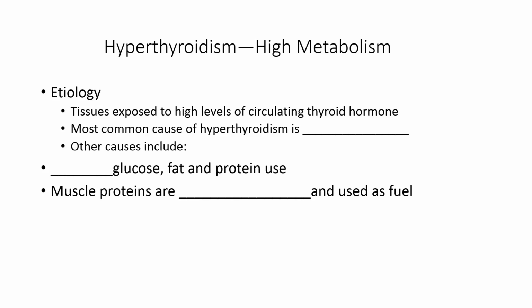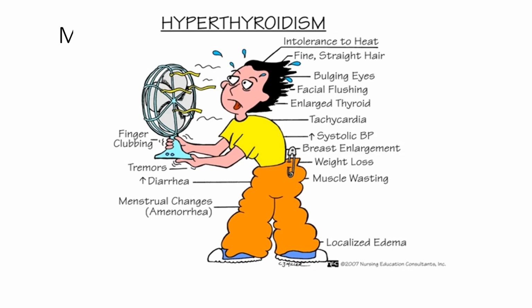What we'll see is we'll have increased glucose, fat, and protein use in the hyperthyroid patient, and muscle proteins typically are broken down and used as fuel. And so this happens, and the patient is extremely thin despite the fact that they're eating a lot. So again, the manifestations of hyperthyroidism are actually related to the increase in oxygen consumption and the use of the metabolic fuels that are associated with the hypermetabolic state.